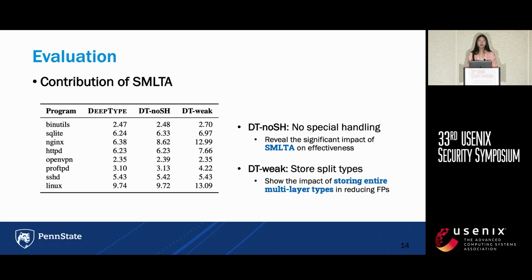DT-weak is a variant of DEEPTYPE. The only difference is that DT-weak stores split types just like what MLTA does. We can see DT-weak has higher ANT values than DEEPTYPE, showing the impact of storing entire modular types in reducing false positives.